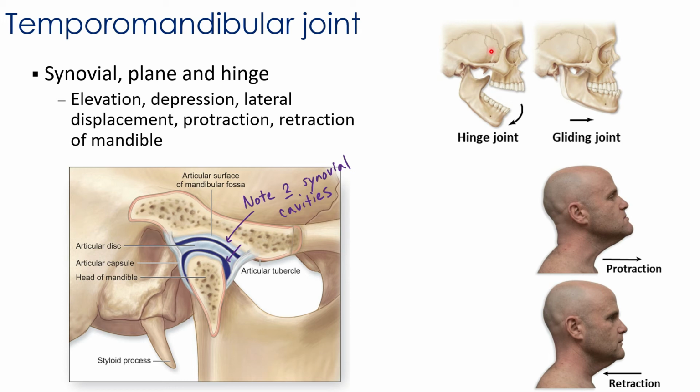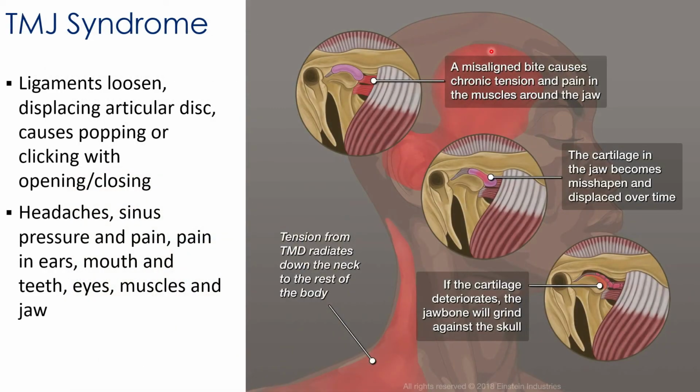However, this loose articular capsule can also create some problems, and you may have before heard of TMJ syndrome. When TMJ syndrome occurs, ligaments loosen and displace that articular disc, and that can cause problems such as popping or clicking when the jaw is being opened or closed. It can also lead to other symptoms such as headache, sinus pressure, pain in the ears and mouth and teeth, and so forth. This can be caused by things such as overly chewing gum, grinding your teeth, or in some cases just a misaligned bite.